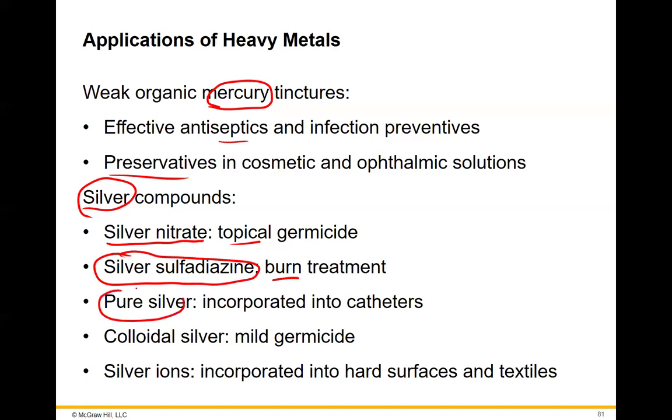Pure silver, you can incorporate into the catheters to make them more resistant. Colloidal silver is a germicide, but you can actually drink this. And people will drink it, and then it can make you turn blue. Look it up, man. People will say, oh, it's so antimicrobial. Well, you need the microbes in your gut, by the way. But all right, silver ions we can incorporate into surfaces and textiles. If you buy yourself some scrubs that are antimicrobial, then they probably have silver incorporated into them.